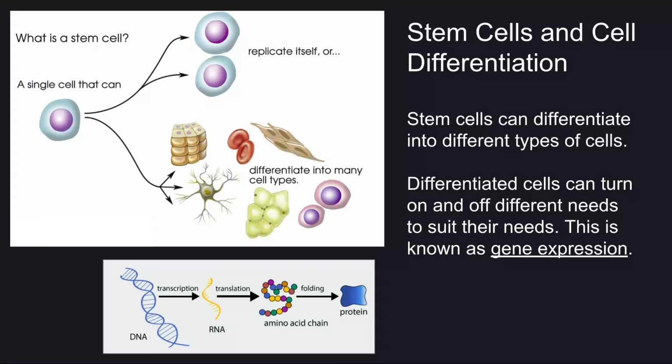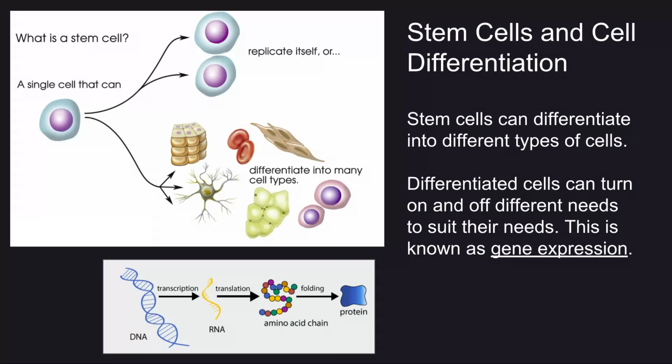Something else important it says on this screen here is that differentiated cells can turn on and off different genes with their needs. This is known as gene expression. So we have talked about how every single one of your cells in your body was made through mitosis, which means they're all exactly the same. They have the exact same DNA. Even though they have the same DNA, they might look different. So if you look in that picture at the top of the screen there, all those different types of cells, they physically look very different from one another despite having the same DNA. And that's because they have a very different role in your body.